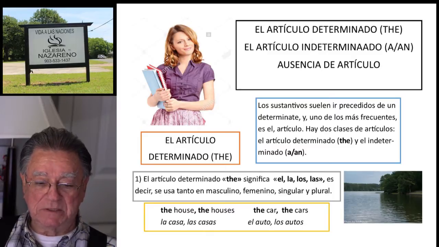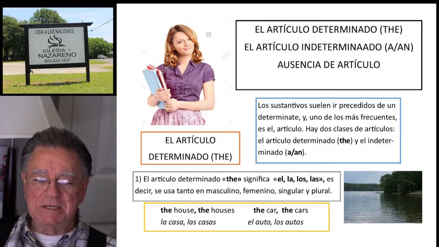Okay, now some examples. The house. We say the house, okay, or the houses. Notice that the does not change to singular or plural, it's just both. The house, the houses. And then the car, the cars. Okay, Spanish, la casa, las casas, el auto, los autos. But remember, we say the house. Okay, we know we're talking about a particular house. We know that house. And then the houses across the street are a lot smaller.